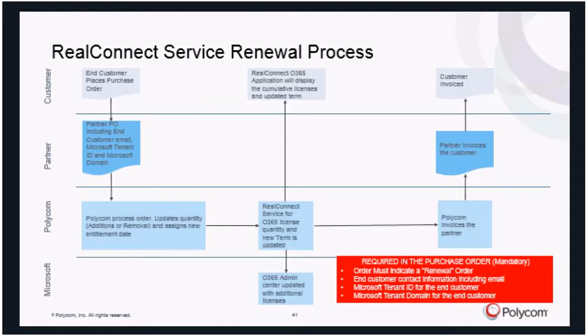If there's a renewal that's coming up after the 1 year or 3 year term, you will have access, just like any other subscription service we have, to see when the renewal is coming up due. You can process a purchase order for that renewal. Again, we're going to need the customer email, Microsoft tenant ID, and domain, and then we go in and we extend the term of those licenses. We invoice you, you invoice the customer.